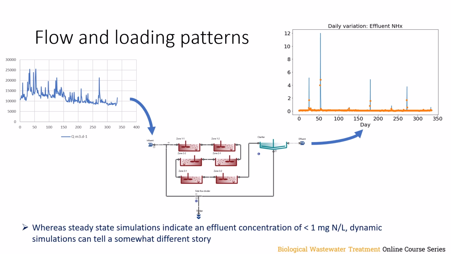So what we conclude is that whereas the steady state simulations indicate an effluent concentration of less than 1 milligram nitrogen per liter, dynamic simulations tell a somewhat different story. Sometimes it's less than 1 milligram per liter, but sometimes it's significantly higher.